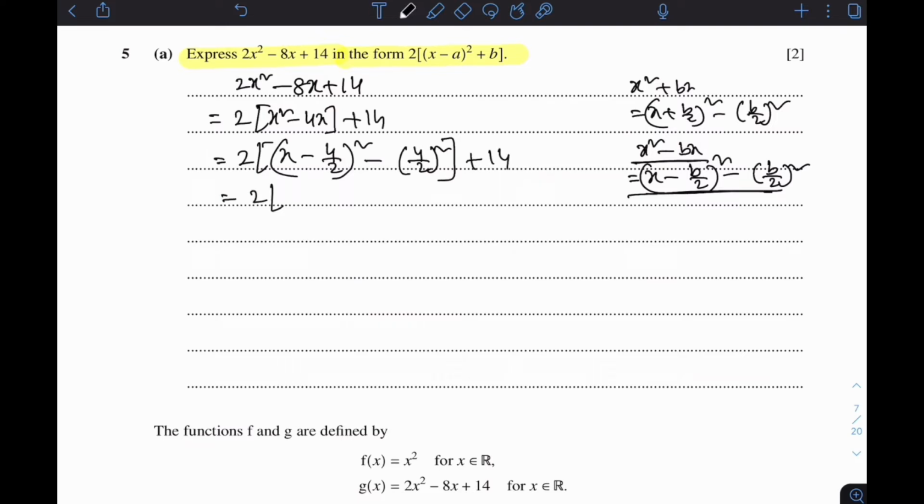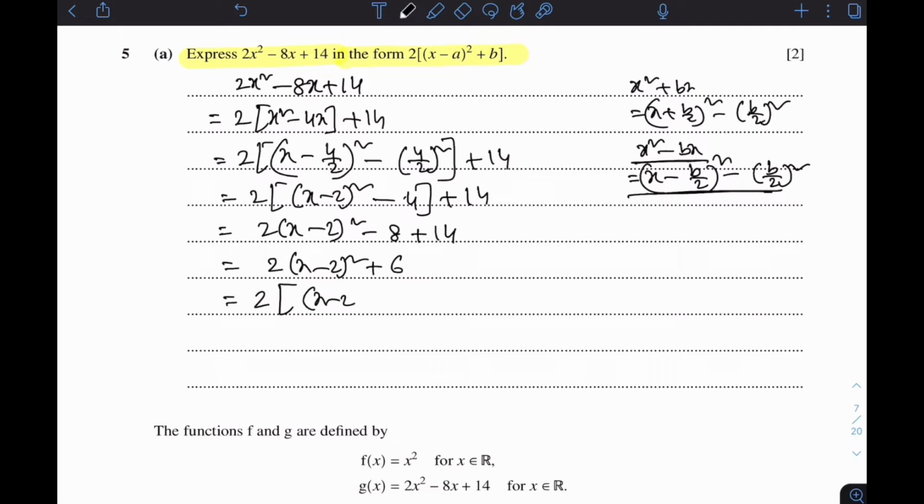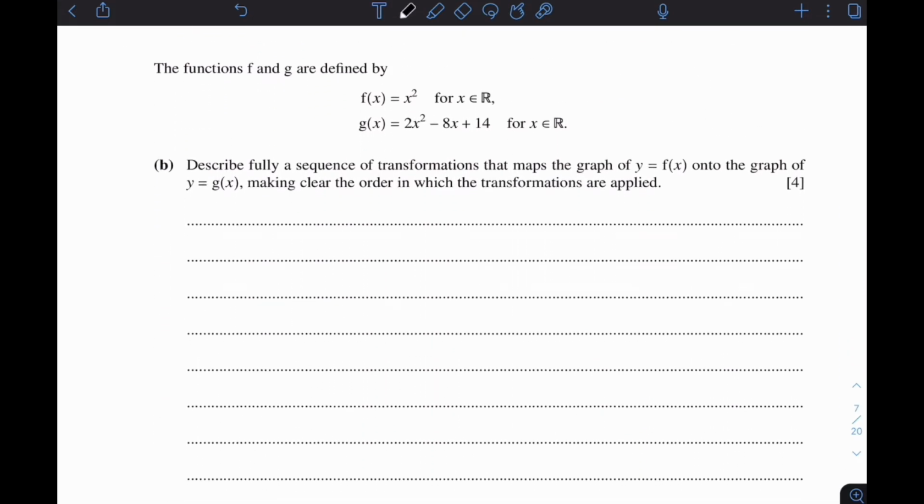Now we can simplify. Minus 2 times (4 by 2) square, that is minus 2 times 4. Then let us remove the bracket: 2 (x minus 2) whole square minus 8 plus 14. Then 2 (x minus 2) whole square plus 6. 14 minus 8 is 6. If 2 goes as common, it becomes in this shape. So we have our answer and this form are both the same thing. A and B are 2 and 3 respectively.